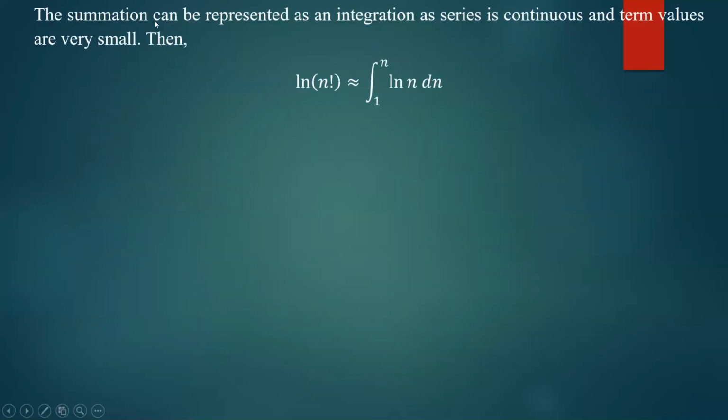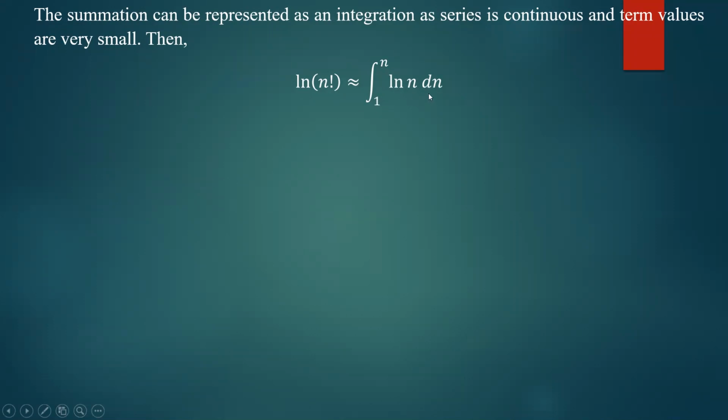Next, this summation can be represented as an integration, as the series is continuous and the term values are very small. This series is continuous and there is a large number of terms. That's why I can write that summation as an integration, because integration is also summation over a certain range. That is, the integration of ln n with respect to n, where the integration runs from 1 to n.